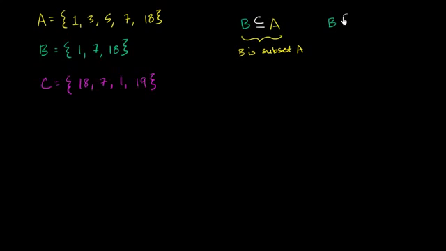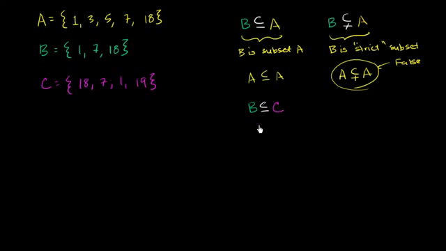So let's give ourselves a little bit more practice. Can we write that B is a subset of C? Well, let's see. C contains a 1, it contains a 7, it contains an 18. So every member of B is indeed a member of C. So this right over here is true.